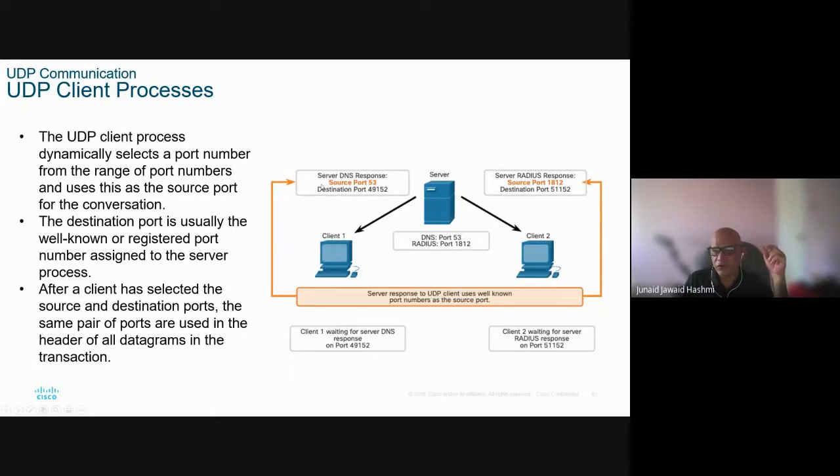So this is the UDP client process. There's no acknowledgement. The client simply requests a service using the source port and the destination port, and UDP just sends to fulfill the request. Now, if there's any data loss in between, it's corrected by the application itself.